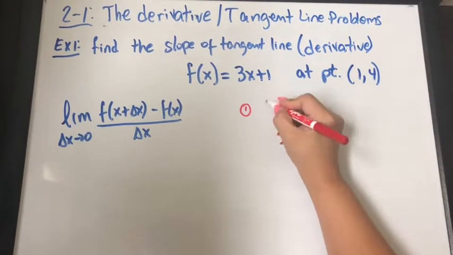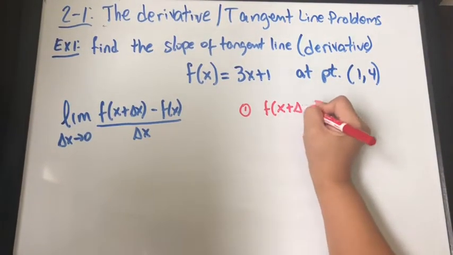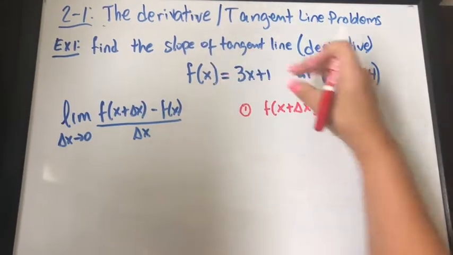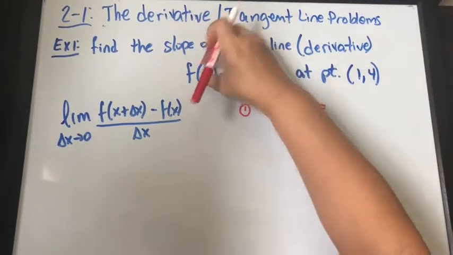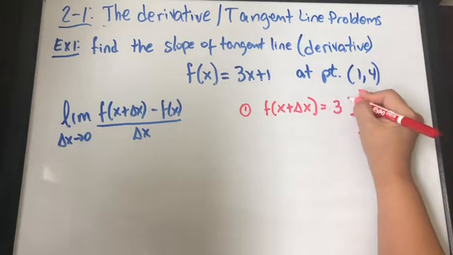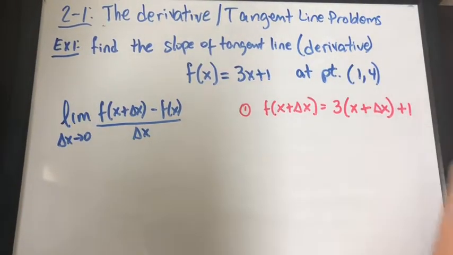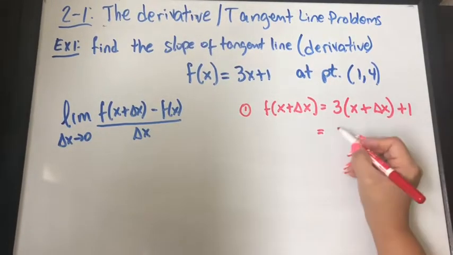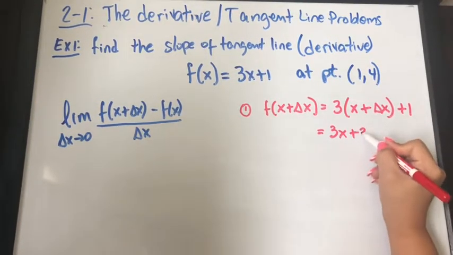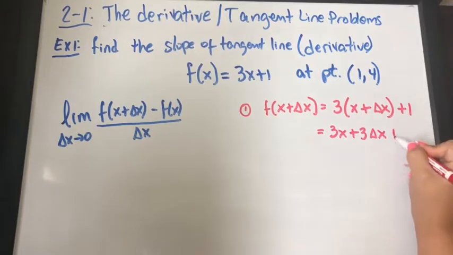Number 1, I want to find what f of x plus delta x is. Well, I have a function. If I have this inner part, I'm going to plug it in for any x I see here, and I get 3 times (x plus delta x) plus 1. Okay, now let's go ahead and solve this. This becomes 3x plus 3 delta x plus 1.